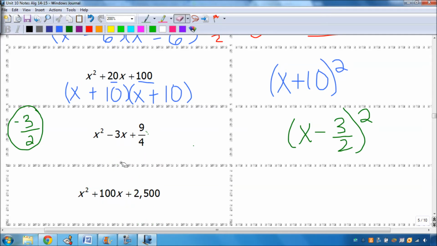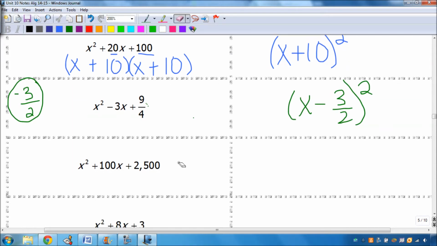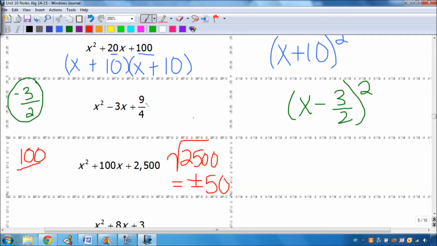So let's take a look at the next example right here. If I were to take the square root of 2500, I would end up getting plus or minus 50, okay? So then, if I were to take the b value, cut it in half, I would get positive 50. So regardless of how I do this, I would get positive 50 either way. So that means that it is a perfect square trinomial, so it would be x plus 50 squared.